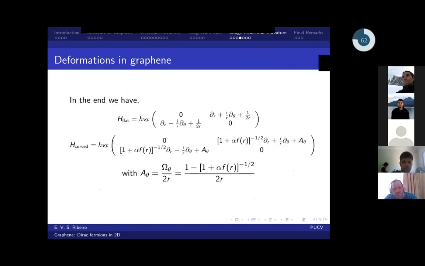But in the end, if we take the Dirac equation, we can calculate the geometrical quantities in there and obtain the Hamiltonian. So here I have the Hamiltonian we obtained for the deformation on the last slide. And here we have a Hamiltonian for a flat sheet of graphene, but now using polar coordinates, okay? So it may look curved, but indeed it's flat, it's just a coordinate system. So we can see that we have some differences here.